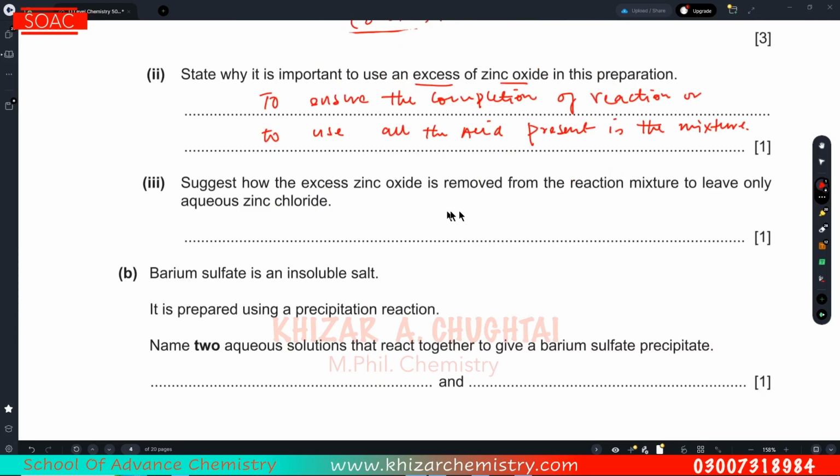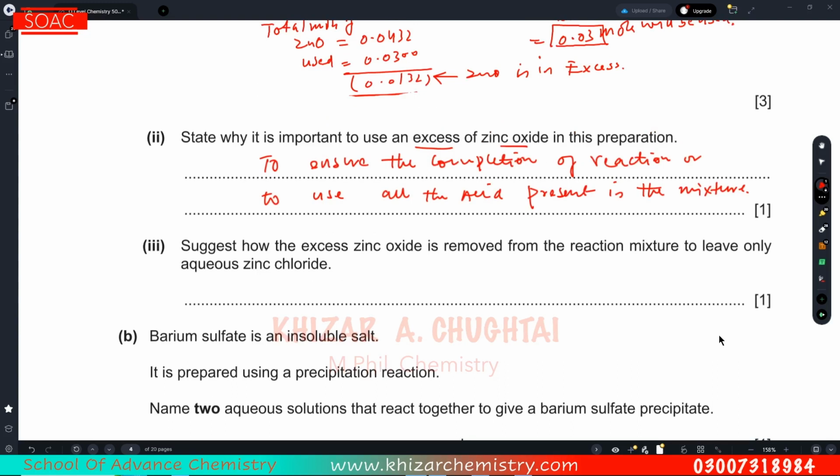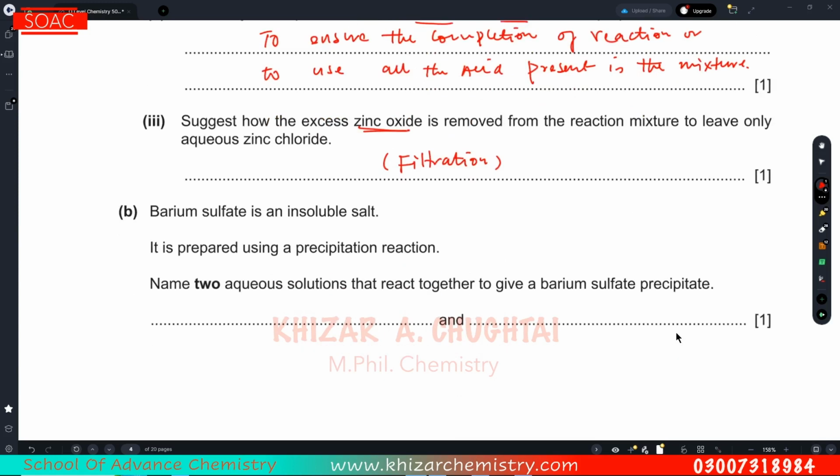Suggest how zinc oxide is removed from the reaction mixture to leave only aqueous zinc chloride. As you know, it's a solid, so we will use the method of filtration. Filtration is the method to separate any solid from the liquid or from the solution.